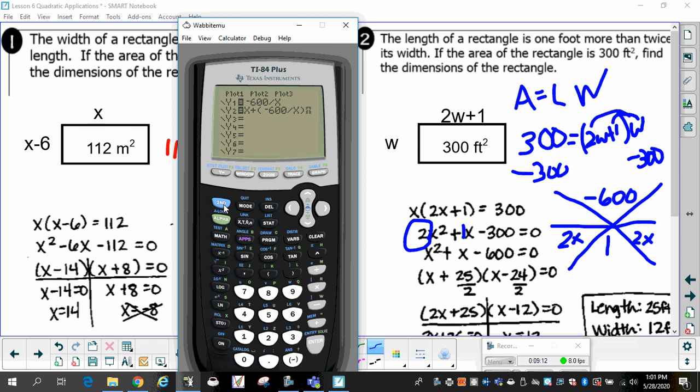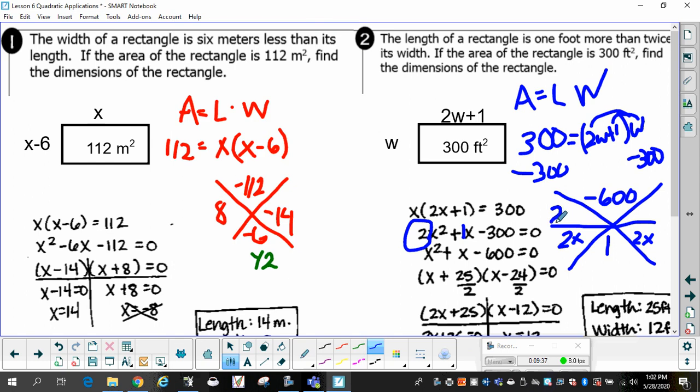Now I can go to my table, and in the y2 column I am looking for the number 1. So I scroll down, getting there. Oops, there's 1. Positive 25 and negative 24. So I put 25 and negative 24.